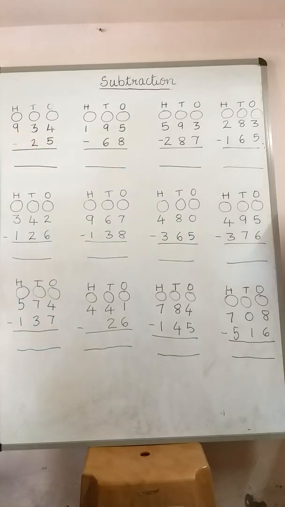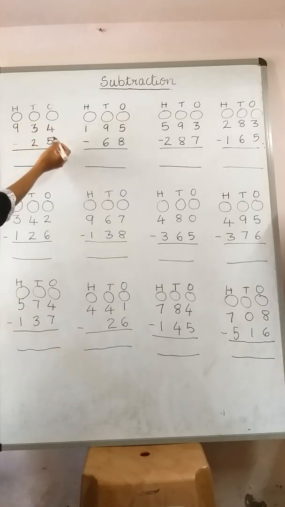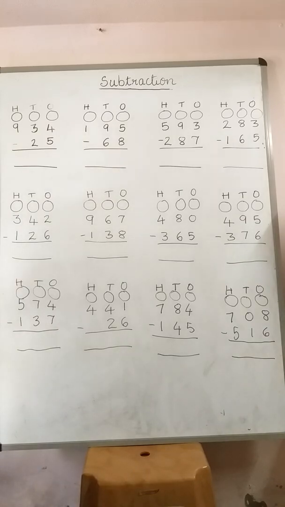934 minus 25. We should take out 25 from the number 934. As you see, in the ones place, there is a number 4 and below they have given number 5. When you compare these both numbers, is 4 greater than 5? No, 4 is lesser than 5. So is it possible for us to subtract 5 from 4? No, it is not possible. So when it is not possible, what do we do? We borrow from the next place.